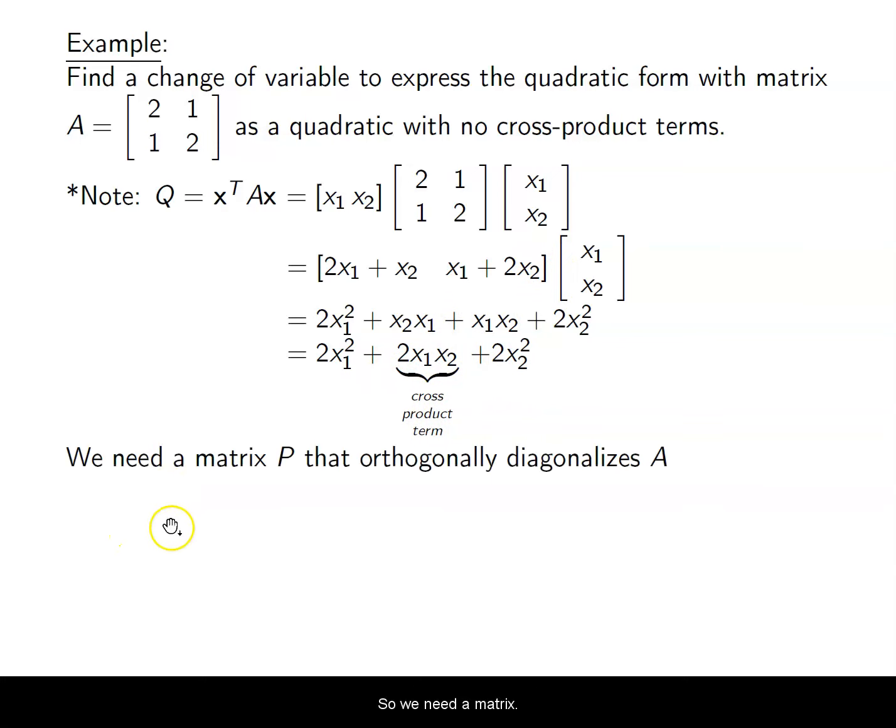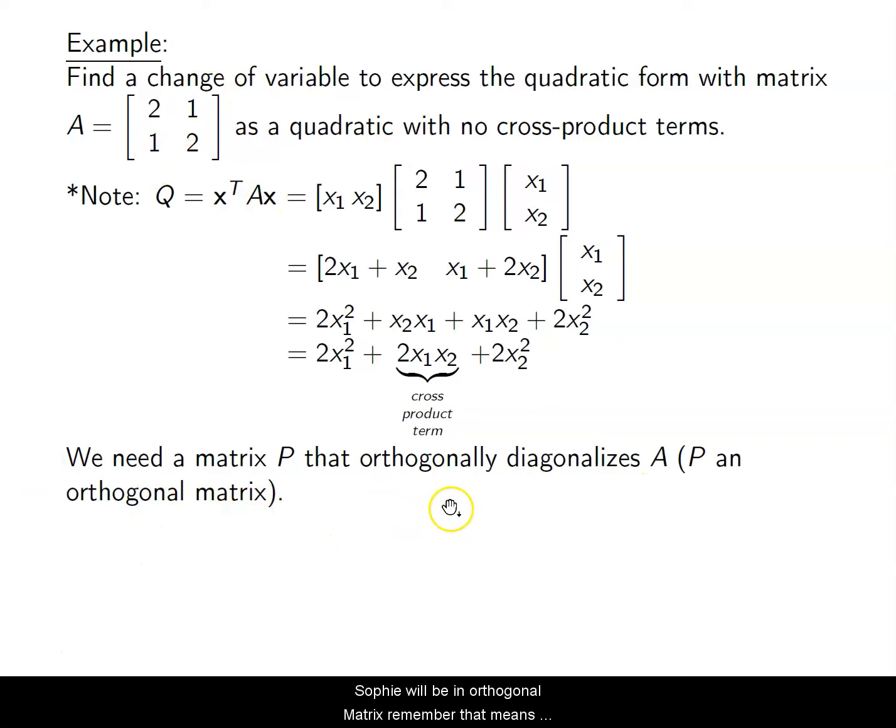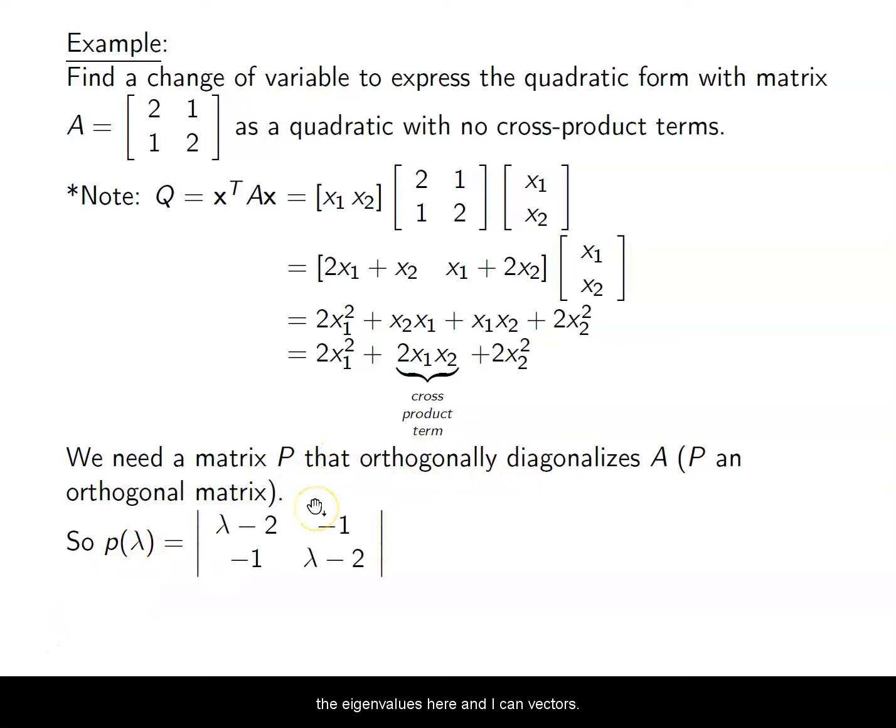So we need a matrix P that orthogonally diagonalizes this A. So P will be an orthogonal matrix. Remember, that means the column vectors will be orthogonal to each other, and they will also be normalized, right? So let's do the characteristic polynomial because I need the eigenvalues and the eigenvectors.